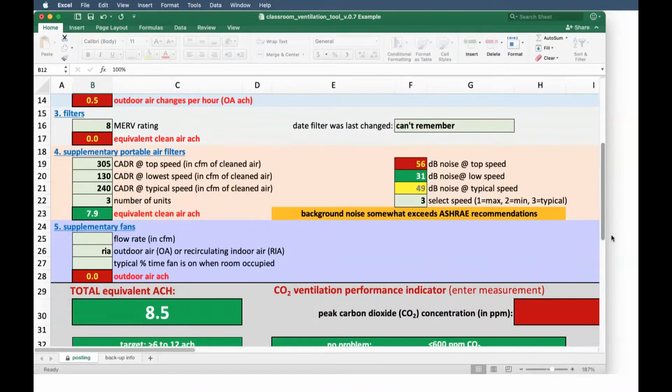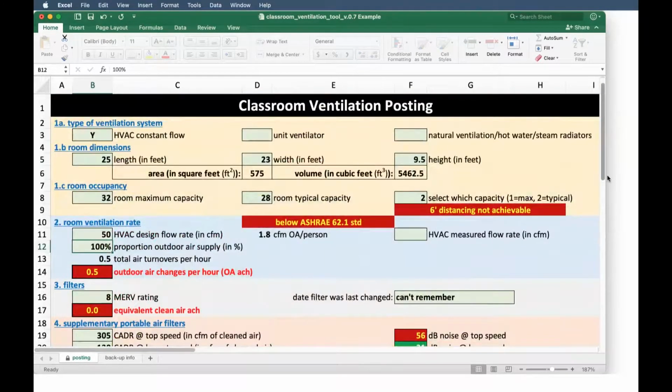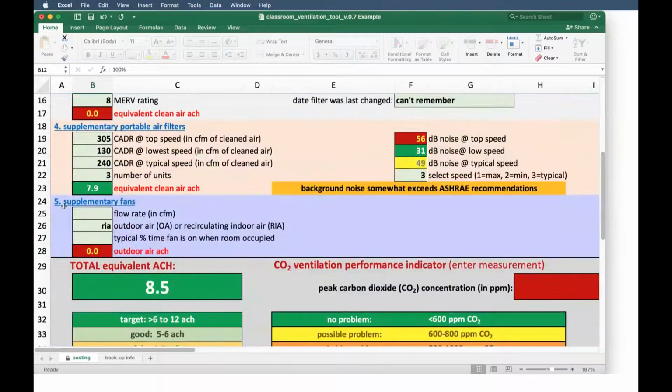You also didn't change the number of units, because there's only one unit in that classroom. Yeah, so I'm just going to go down here and do that. And now you're at 3.2. So it's gone from 2.6 to 3.2, but it's still crappy.